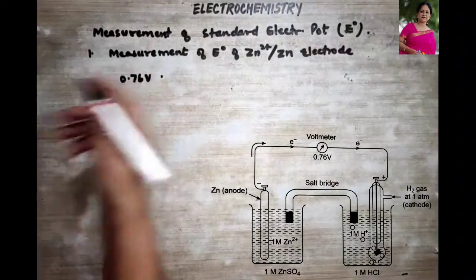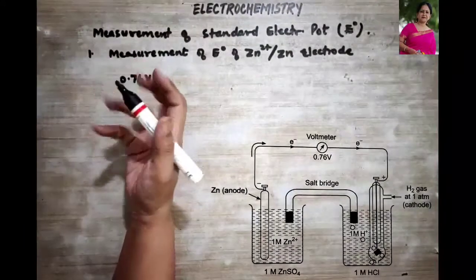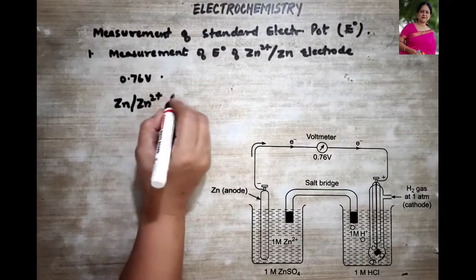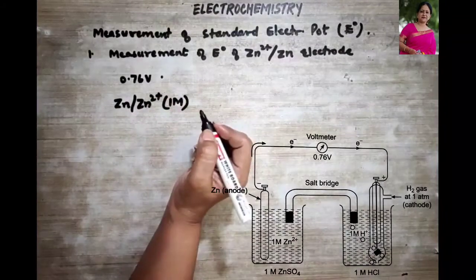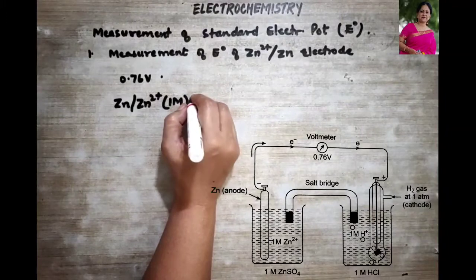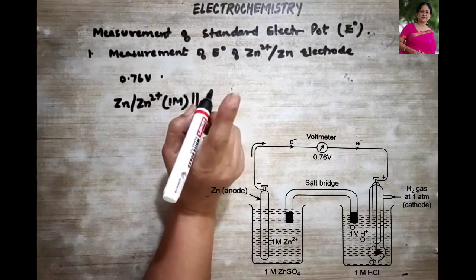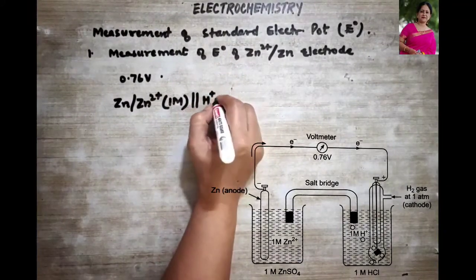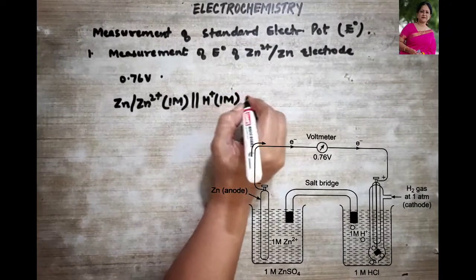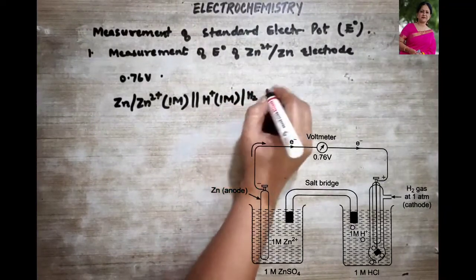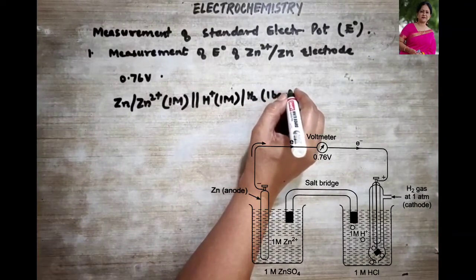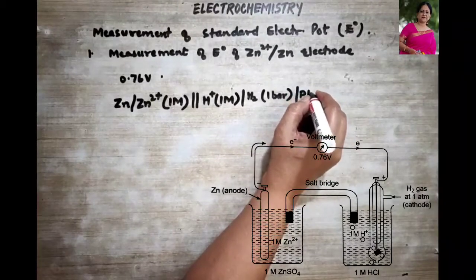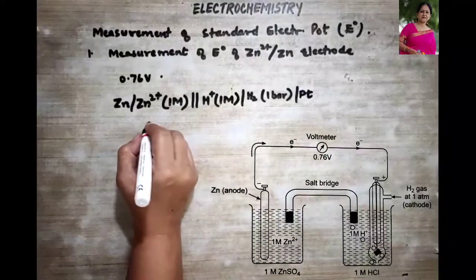0.76 volts, right? So how do we write down the cell? How do we represent it? It is represented like this: Zn2+, what is the solution concentration? 1 molar, and the standard hydrogen electrode also has to be mentioned over here. The solution also has to be mentioned. This is at 1 bar. The electrode can be represented as platinum, so we write it down as Pt, right?